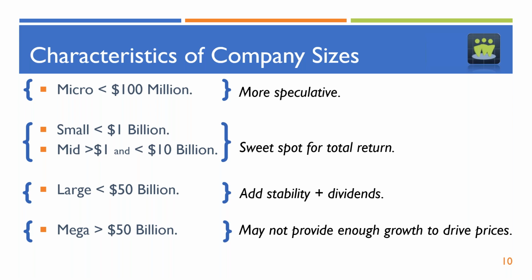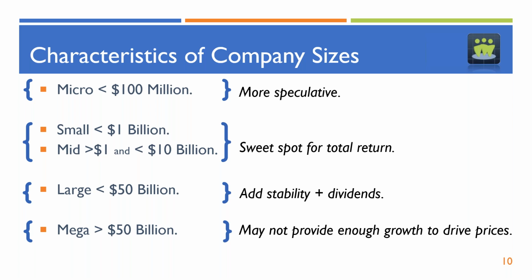Large companies, those with revenues less than 50 billion, greater than 10 billion, often add stability and dividends. These would include what are typically called your blue chip stocks. So these can be good core holdings. These are brand names, often very well-known businesses, and that provides a certain level of support. But you've got to watch out because often those companies don't have the potential earnings power to drive all of the return that you might look for.